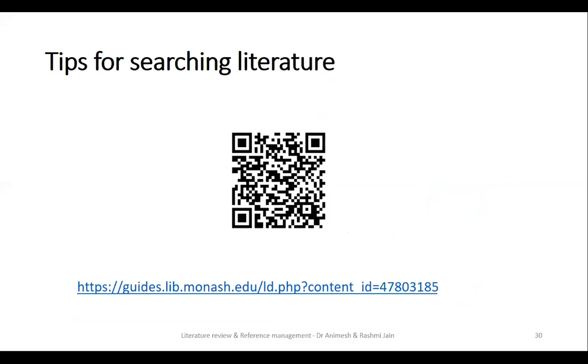Now, for those who would like to go through a good paper about tips for searching literature, I have put up on the screen a QR code, which, in case you have a QR code scanner, will lead you directly to the paper. Or if you don't have that, you have the URL for that paper, which is a very good guide, and you can use it for your help. So this is the resource. I'll just pause for a few seconds so that you can go through that. This is a very good guide for searching literature, and this can help you.